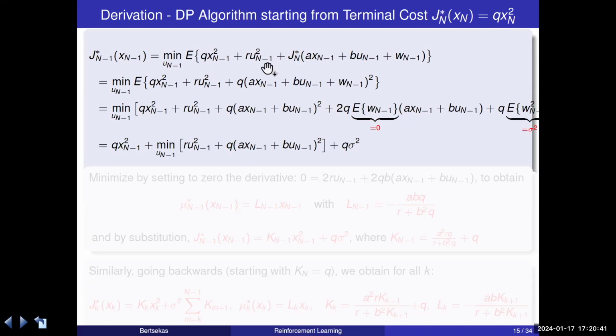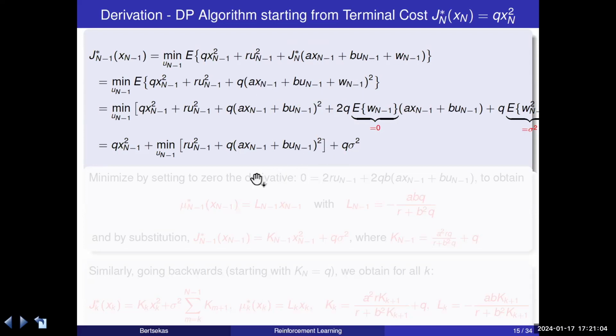The variable over which we minimize is u, okay? There's a quadratic here, and there's a quadratic function of something that's linear in u. So this is quadratic in u. And we can expand out this quadratic, okay? Jn star is given by this expression. So here it is over here.